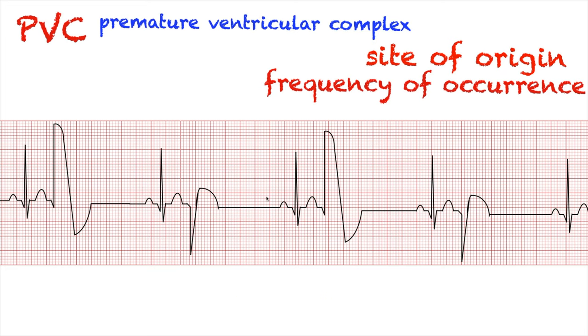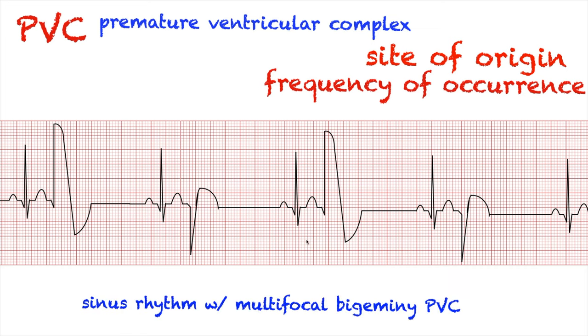How about this? Compensatory pauses, compensatory pauses. PVCs, PVCs, PVCs, PVCs. Different size, different shape. So this means that it is a multifocal PVC. Now let's count. 1, 2. 1, 2. So what could this be? This is sinus rhythm with multifocal bigeminy PVC. Multifocal because they have different sizes and different shape. Bigeminy because it's happening every other beat.